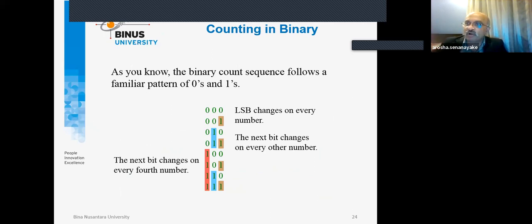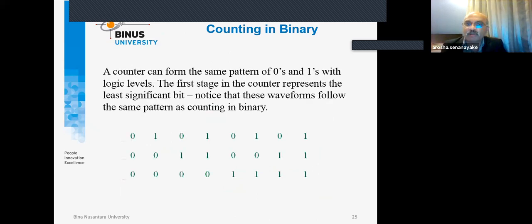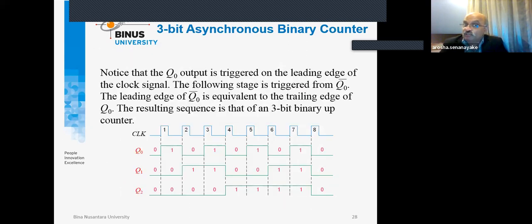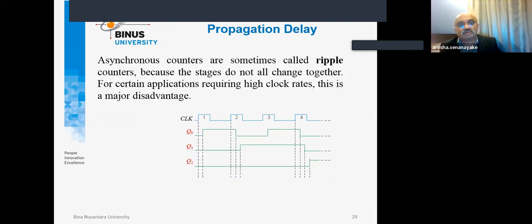So ascending order of counting, we normally call an up counter. Up counter means ascending counter. But similarly, we also need a down counter, descending order, starting from 7 to 0 as well. So that's also very important.